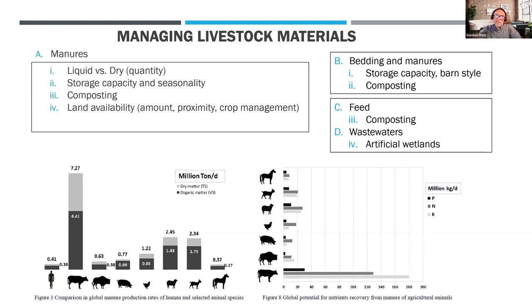So this is to illustrate the scope of the potential generation of manure as a soil amendment, and its benefits or potential benefits, but again, also its potential environmental impact, as it's represented in terms of its nutrient content.